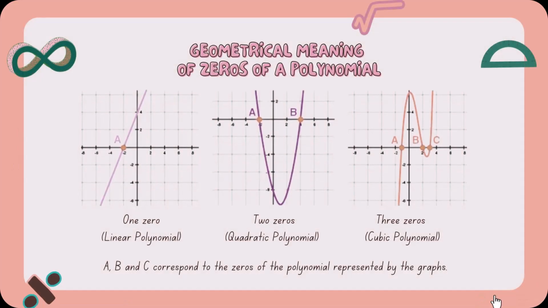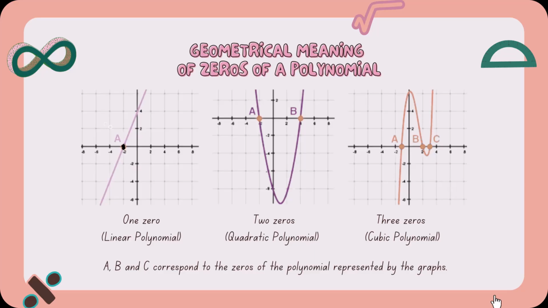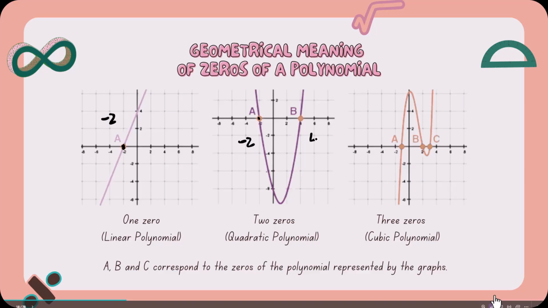For example, for this one, what is the 0? It is minus 2. Wherever it touches the x-axis, not the y-axis, only the x-axis. Here we have minus 2 and we have 4. Here we have minus 2, 2 and 3. Correct. So a cubic polynomial has 3 zeros. Quadratic has 2 zeros. Linear polynomial has 1 zero.